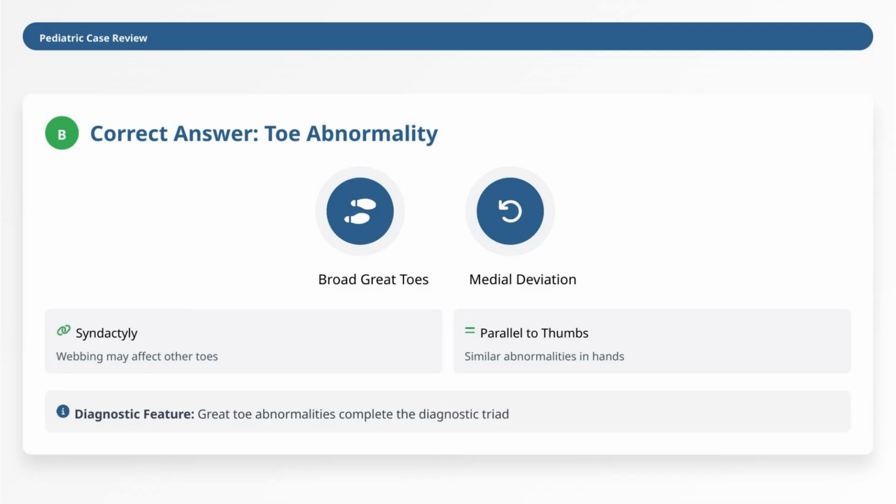The great toes mirror the thumb abnormalities, appearing broad and widened with medial deviation into a valgus position. Syndactyly may affect the other toes. This digital phenotype involving both hands and feet is pathognomonic for Pfeiffer syndrome. The abnormalities result from the same underlying genetic mutation affecting skeletal development throughout the extremities.